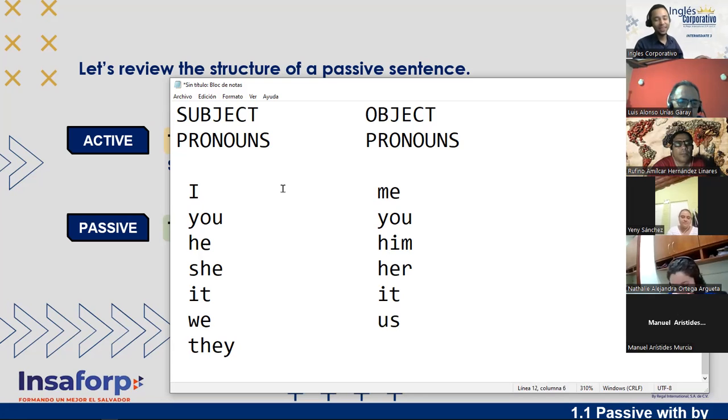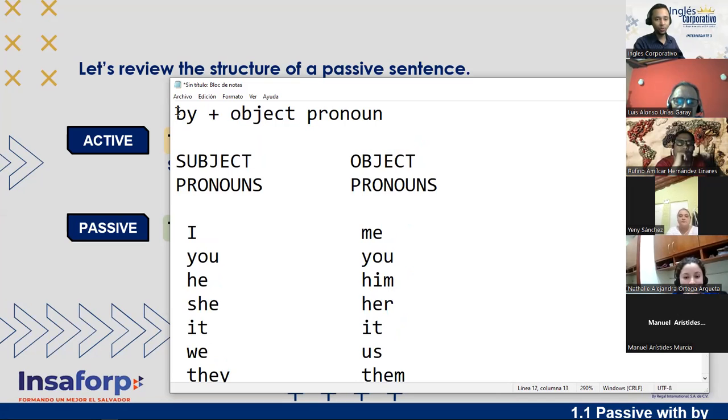And in the case of the subject pronoun they, what's the object pronoun? It is them. So these are the object pronouns. There is a rule. After a preposition, by is a preposition, you have to use an object pronoun and never a subject pronoun.